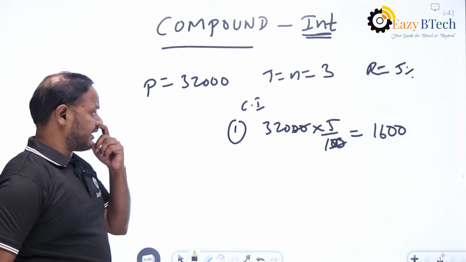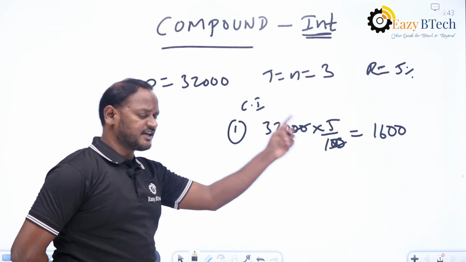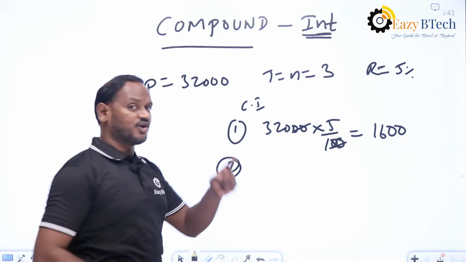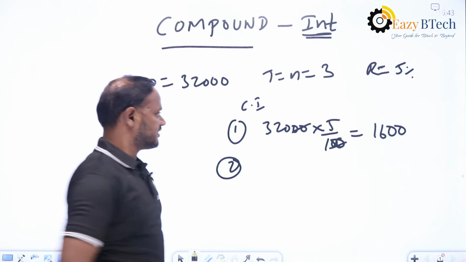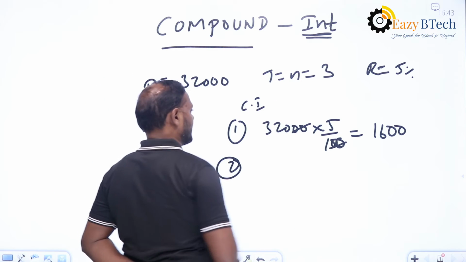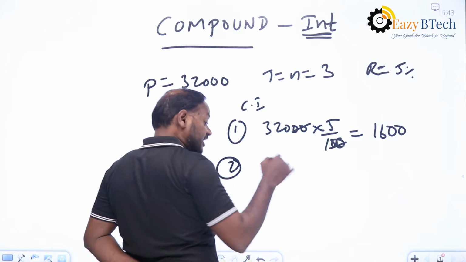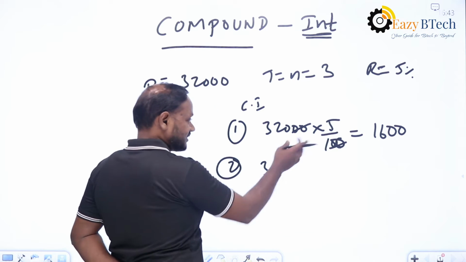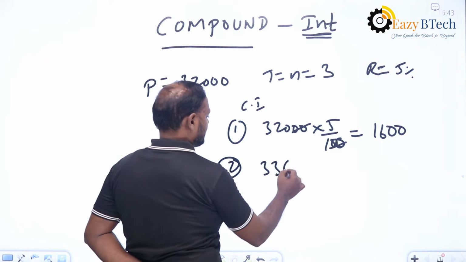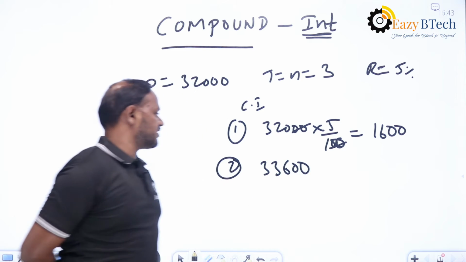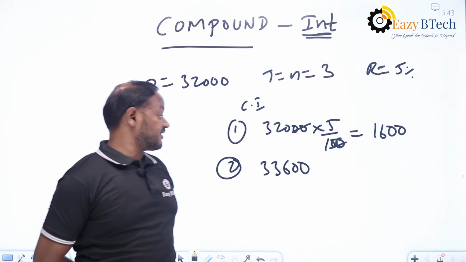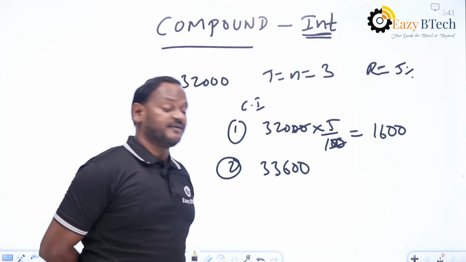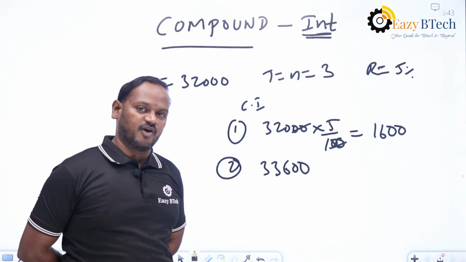Nice. Okay, if I go for 5% value, you are getting 1600 as an interest. But if I go for second year, the story will be changed for sure, right? This 1600 should be added to 32,000. Logically answer will be, the principal amount will be 32,000 plus 1600 will be 33,600. 33,600 rupees will be present principal amount.